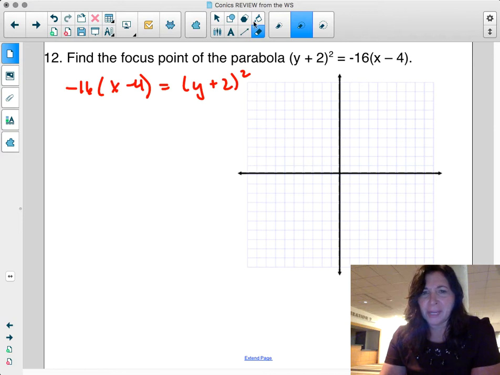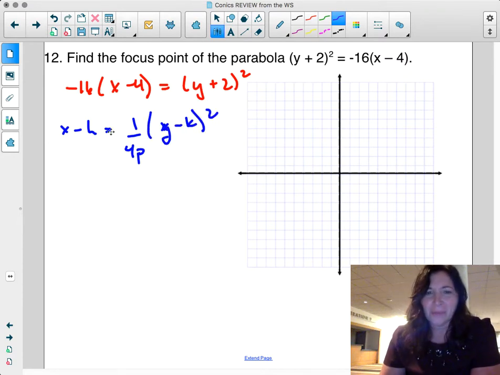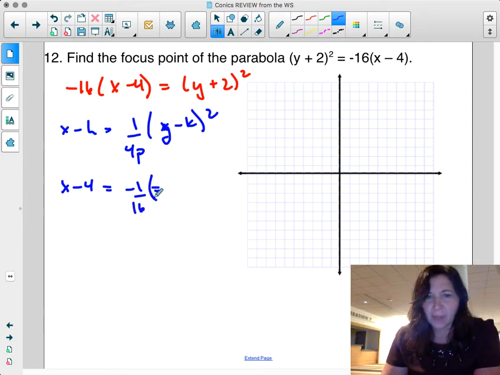If I were to just put my general form, it would be x minus h equals 1 over 4p times quantity y minus k quantity squared. So this would be my equation in standard form for my parabola. However, using these values, you'll notice that there's no term in front of this x. So I do need to get rid of this. I'm going to divide that out. So by doing that, I'm going to end up with x minus 4 equals negative 1 over 16 times the quantity y plus 2 quantity squared.